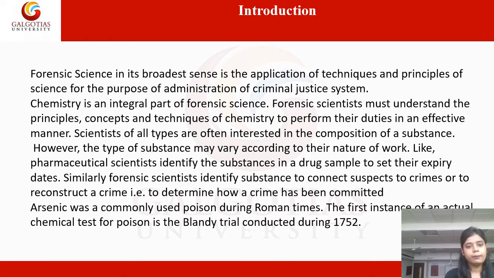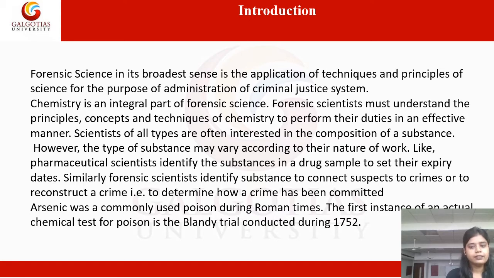For the introductory part, let's see that forensic science in its broadest sense is the application of techniques and principles of science for the purpose of administration of the criminal justice system. Chemistry is an integral part of forensic science. Forensic scientists must understand the principles, concepts and techniques of chemistry to perform their duties in an effective manner. Scientists of all types are often interested in the composition of substances. However, the types of substances may vary according to the nature of their work.